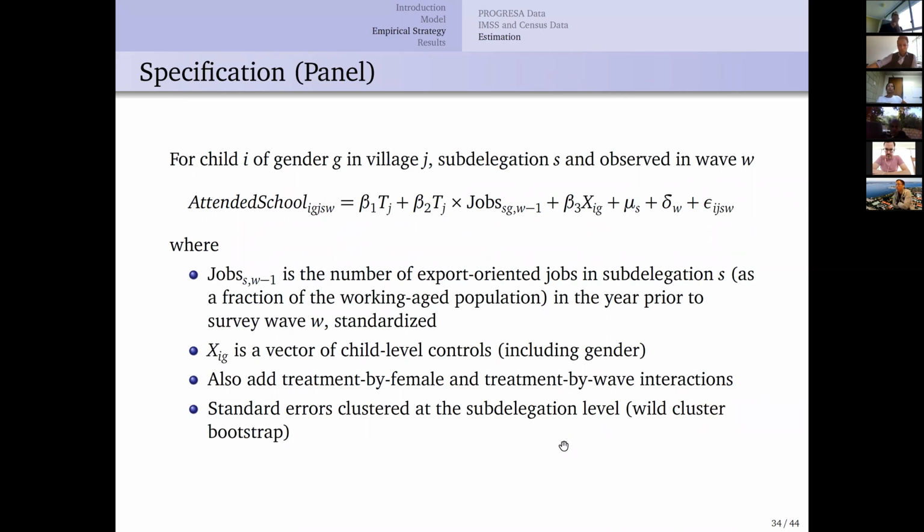We cluster everything at the subdelegation level. Because we only have 23 subdelegations, we're also going to be showing the wild cluster bootstrap p-values in all of the tables.